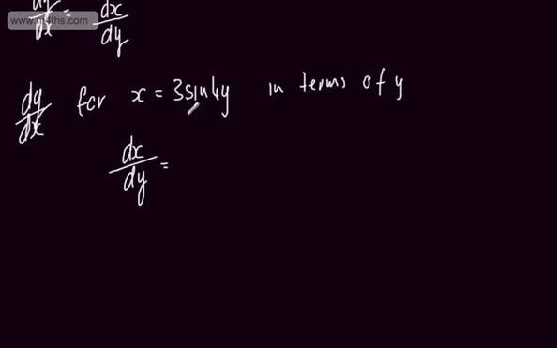Now I need to differentiate 3 sine 4y with respect to y. So doing this informally, we're going to now have 3 cos of 4y. So I'm differentiating the outside function, I'm rewriting the inside function, and I'm multiplying through by the derivative of the inside function.